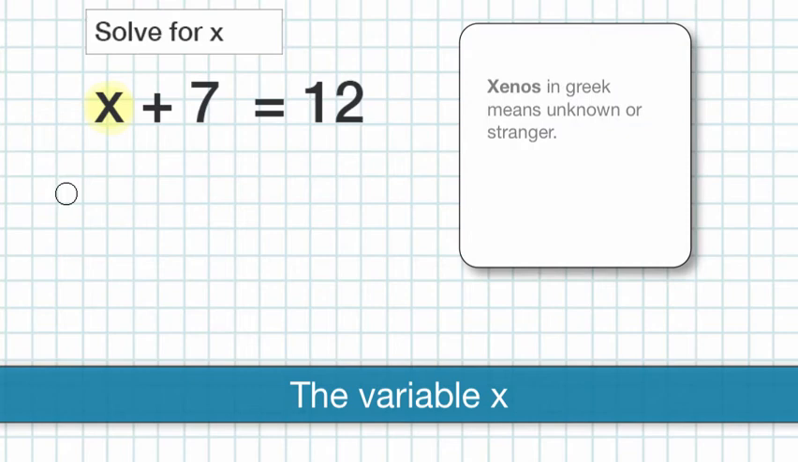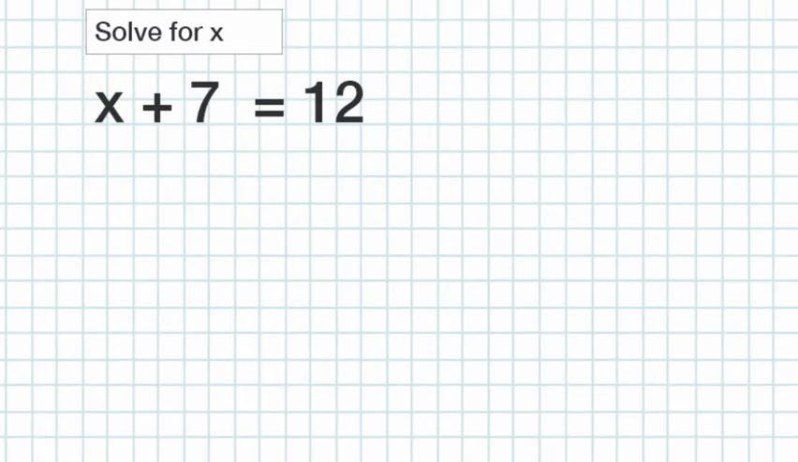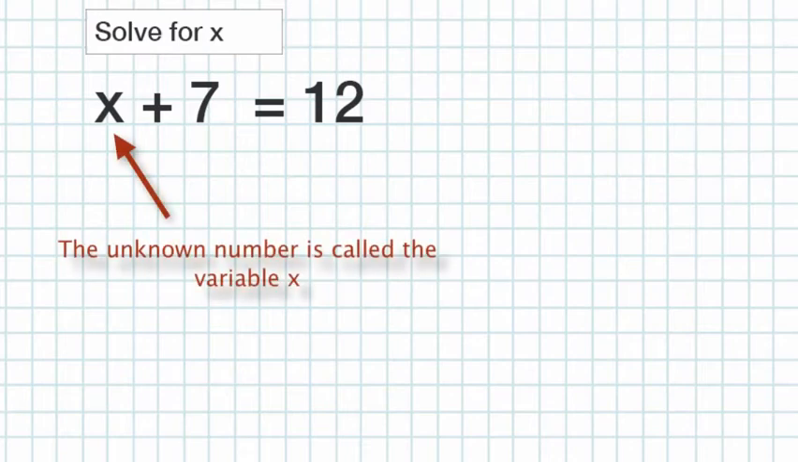Interestingly so, the letter x may have originated in the Greek word xenos, which means stranger or unknown. So if it's feeling a little strange to you, that's okay. That may actually be where the tradition of using x came from. So let's take a look at what this equation is actually saying. It just simply means some unknown number plus 7 is equal to 12.